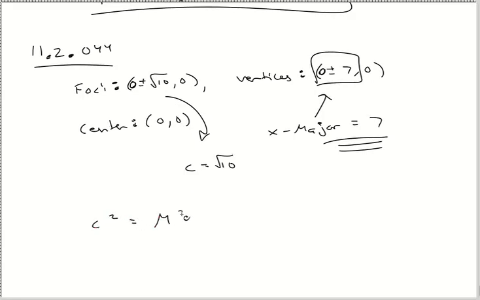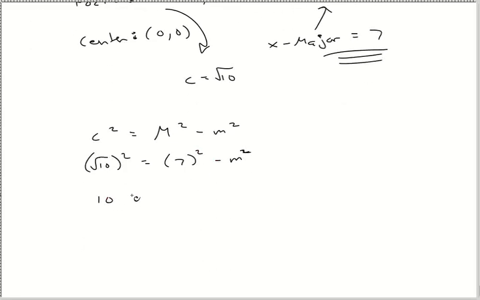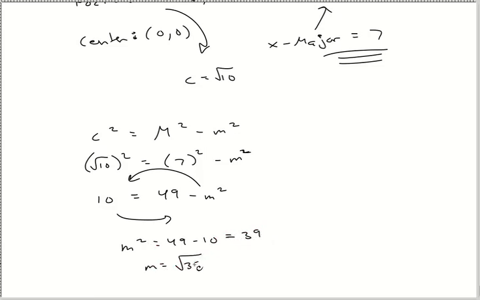So I'm going to use a capital and a lowercase just because it's quicker. So I got square root of 10. My major is a 7, and I'm going to try to find my minor. So I got 10 is equal to 49 minus m squared. To get m squared by itself, I'm going to add and subtract. M squared is equal to 49 minus the 10, which is 39. And so you can guess that my minor is the square root of 39. Cool.